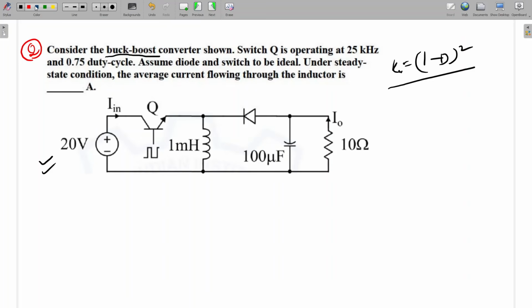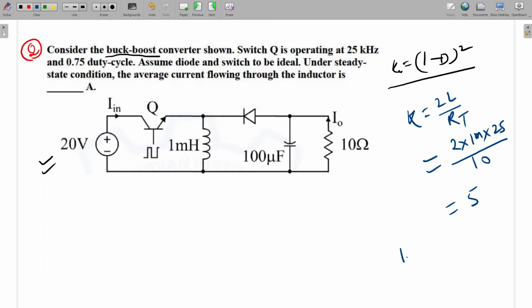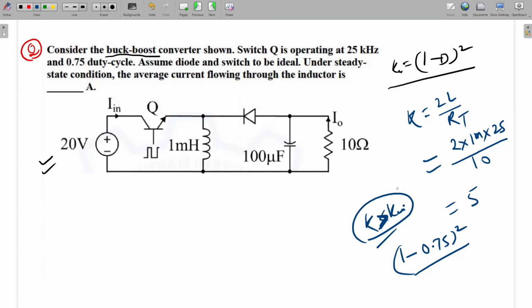Just you can calculate K. K value will be 2L by RT. How much? 2 into L, 1 milli, into frequency, how much? 25K. 25 divided by R, 10. So 5, sir. K value is 5. What is K critical? 1 minus 0.75 square. It is less than 1. So K less than K critical? No, K greater than K critical. K is 5, greater than, sir. So it will be a continuous conduction.